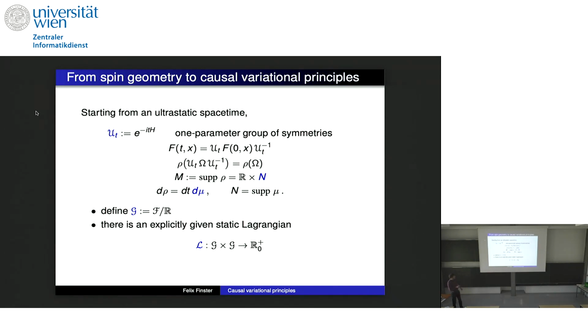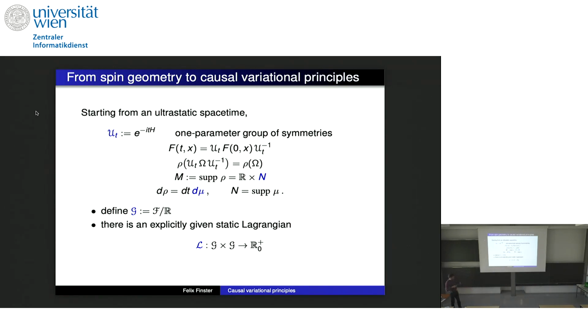And our measure is also time invariant in this sense if we start from a static system. So therefore, our measure can be written as TD mu, and now mu, this is in fact the measure which I started from at the very beginning. And G can be defined as F modulo R. So in other words, in simple terms, you simply mod out the action of the time translation group, and this gives you G.